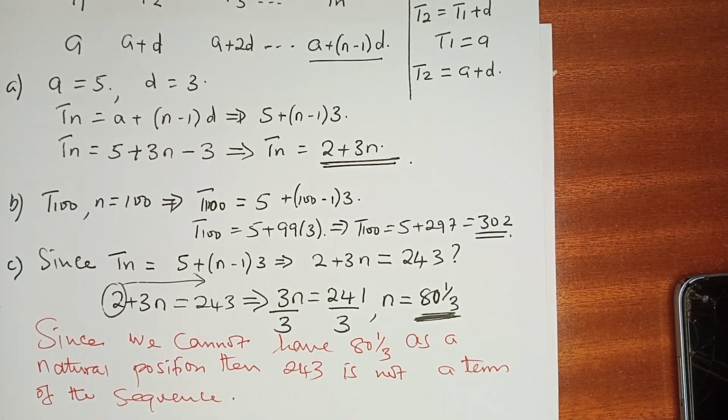And that is it. For it to be a term of the sequence, it has to occupy a specific definite position, like position 1, position 2, position 3. But there is no position like 80.33.